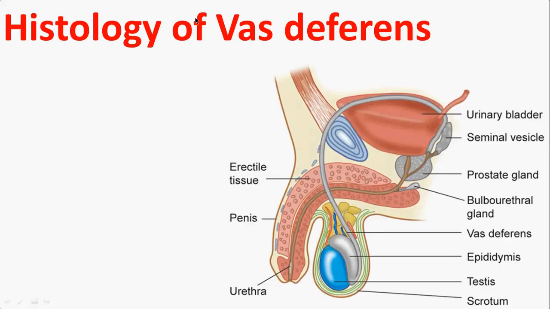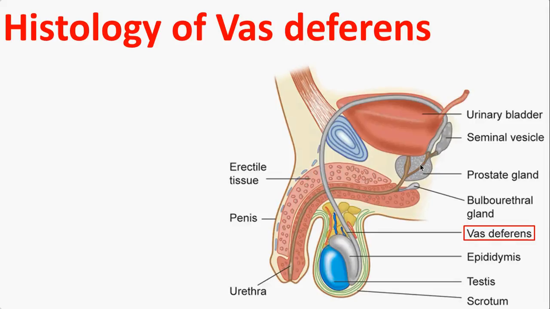About the histology of the Vas deferens. From the tail of the epididymis there will be a Vas deferens. All of you know this Vas deferens joins with the seminal vesicle to form the ejaculatory duct. So the duct of the seminal vesicle and the Vas deferens both form the ejaculatory duct.